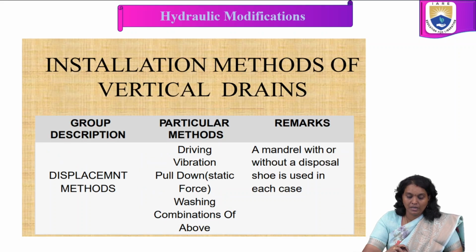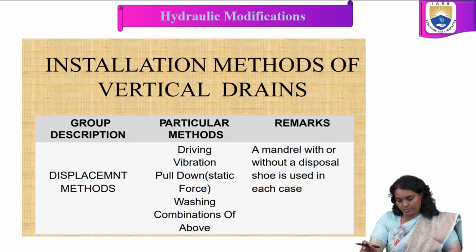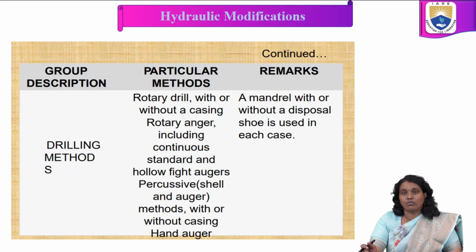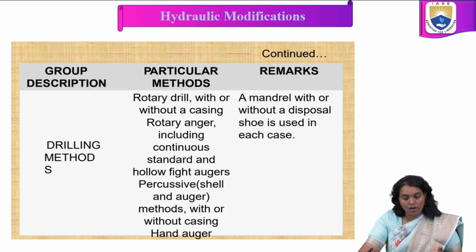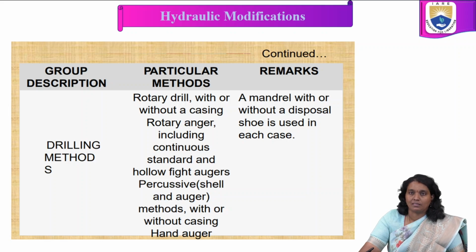These are the displacement methods, driving and vibration as well as washing combinations, both force as well as static force. Coming to the drilling methods, rotary drill with or without casing as well as hollow-stem augers, methods without using casing. These are all drilling methods with the same equipment that we use, that is the mandrel.